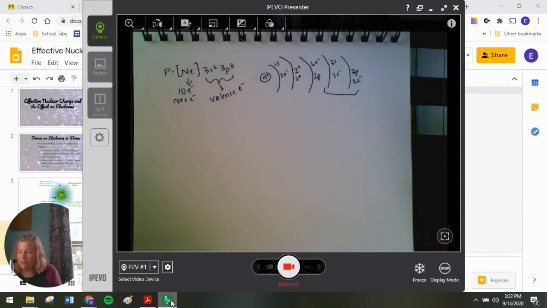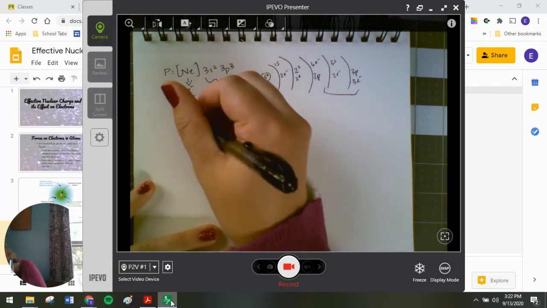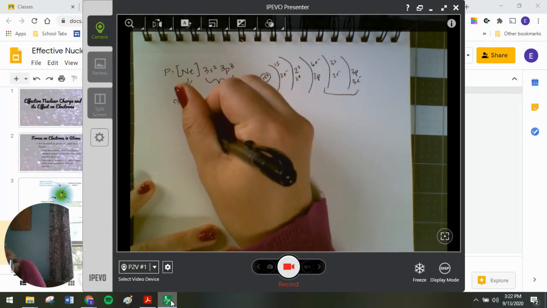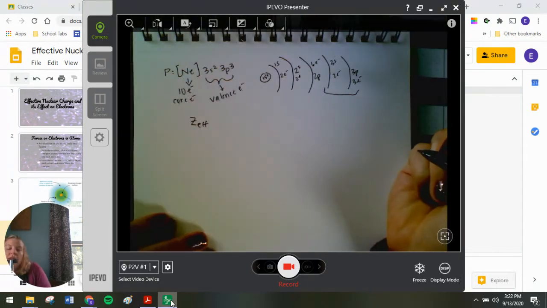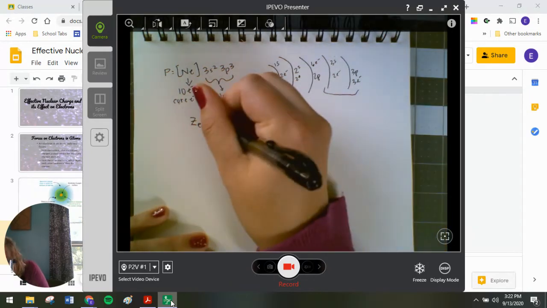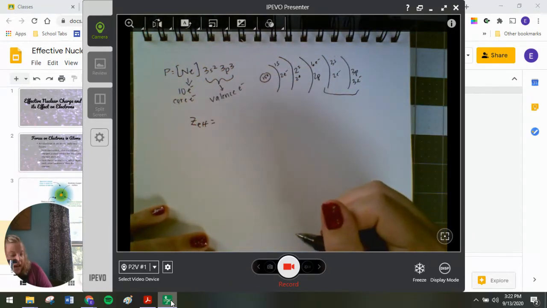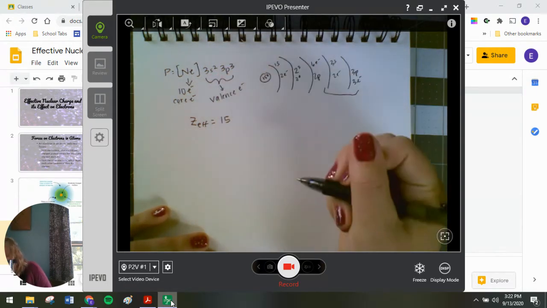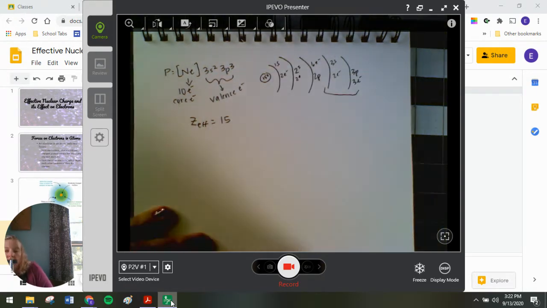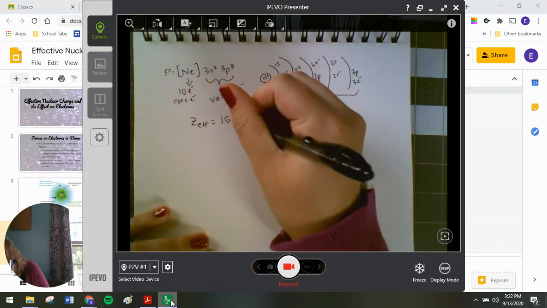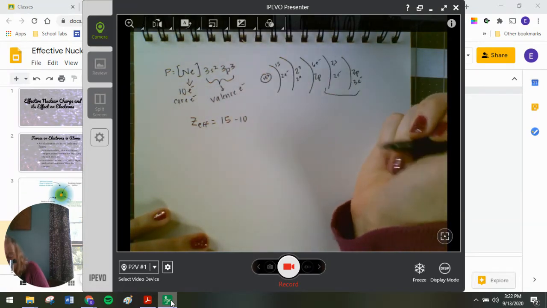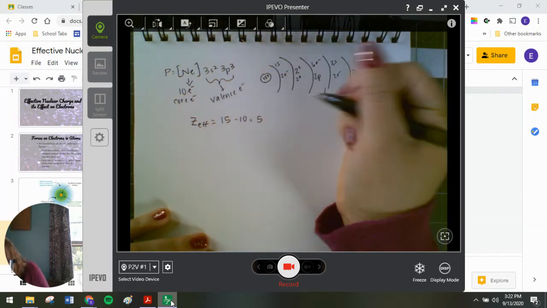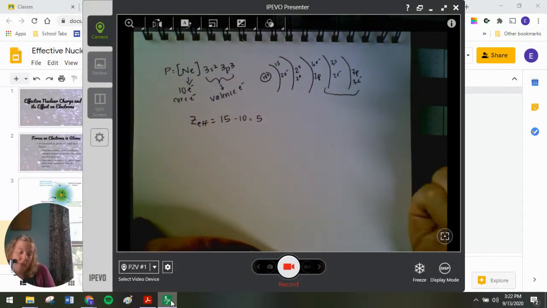Okay, so if I want to figure out my effective nuclear charge, and I write my Z's with a line through them because my 2's look too similar, I'm going to take the atomic number of phosphorus, which is 15, and subtract from it the core electrons, okay? So the core electrons are 10. For my Z effective, or my effective nuclear charge, I'm going to get 5.